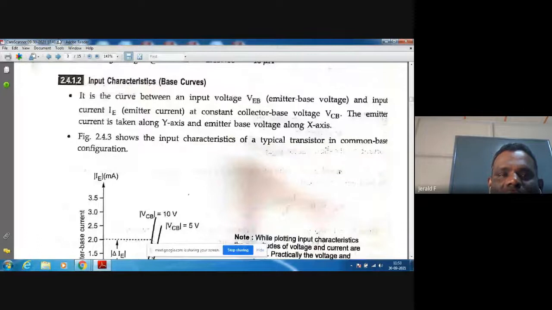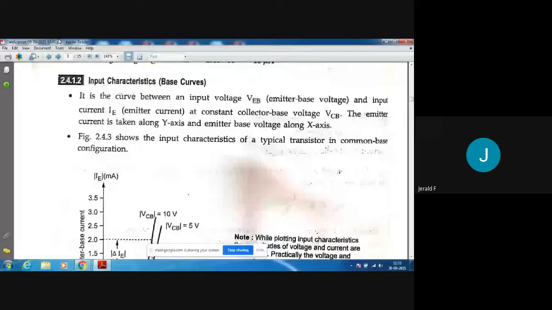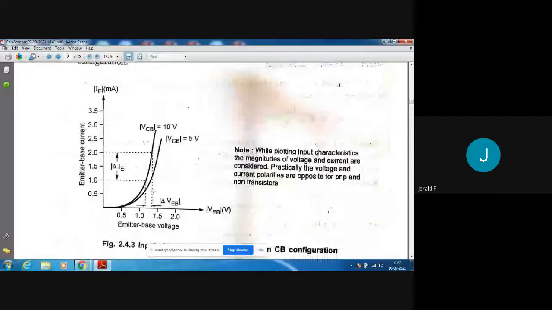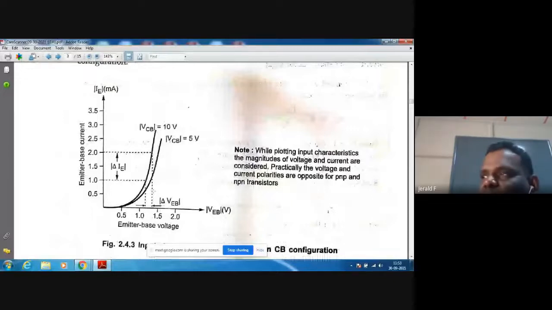There are two characteristics available: input characteristics as well as output characteristics. Emitter base voltage as well as emitter base current. Okay, for the input characteristics, what is the input? The emitter base current as well as the voltage. And what is the output on this side?